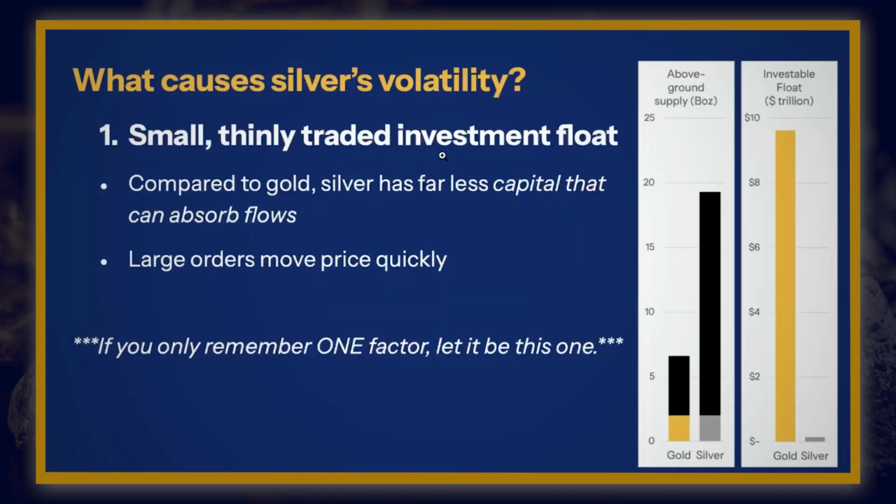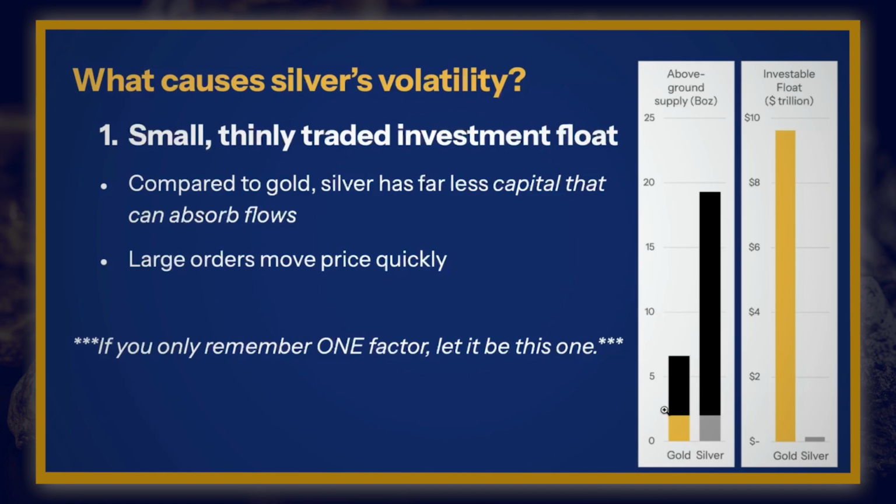So now let's get into 6 primary causes of silver's volatility. The first and most important one is a small, thinly traded investment float. So basically, the silver market is smaller than gold. Very simple. So if we look at the above ground supply of both metals, we see that there's far more silver, right, including these black bars. But anything that's black here is basically non-responsive to price. This is silver that's in your cell phone or in your car or in a solar panel or jewelry. So those things aren't going to respond to price as immediately as investment grade bullion.